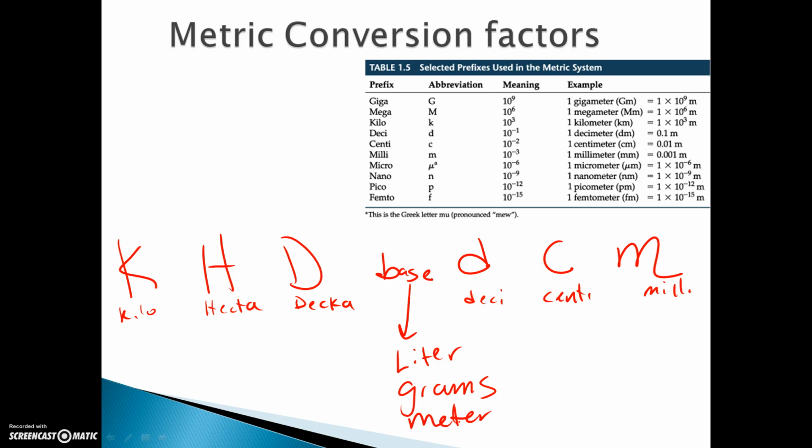So if you happen to have a kilometer, that's 1,000 times bigger than the base unit, the normal meter. So each of these parts, when you move over, this is 10, 100, 1,000 difference. 10 to the 4th, 10 to the 5th, and 10 to the 6th. That's the difference between all these parts. This will come in handy on our next problem here.